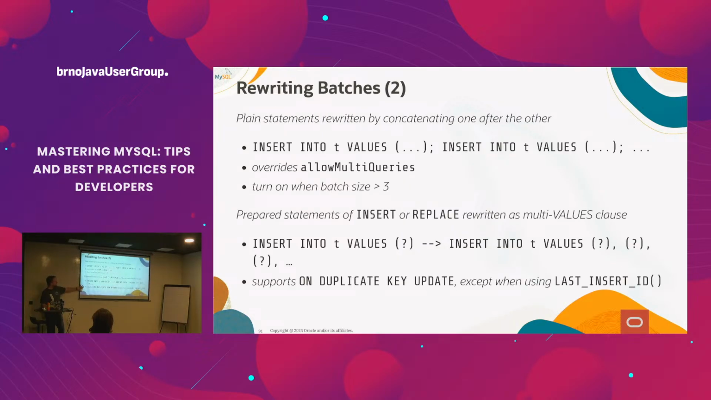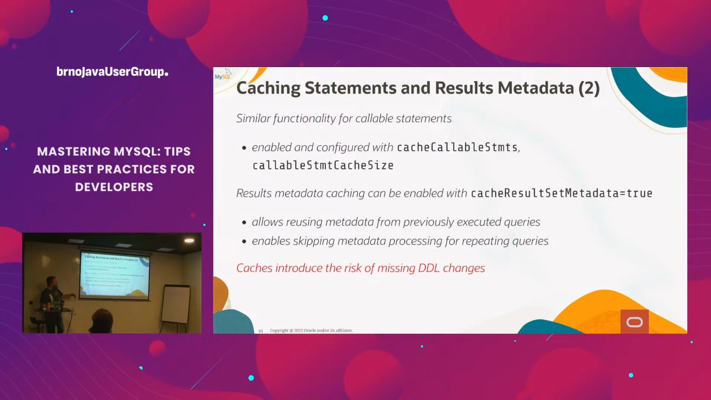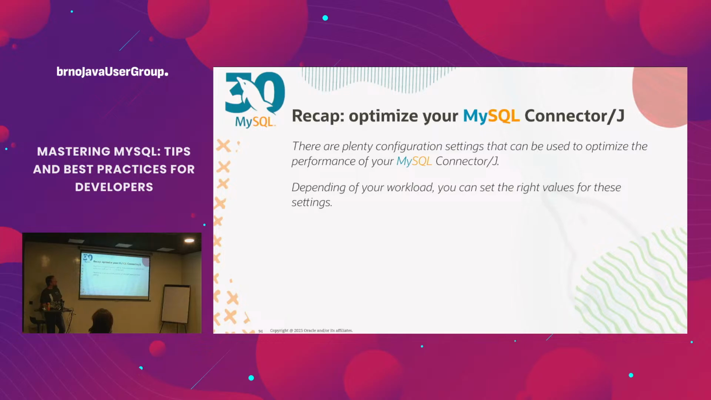I was also not aware of this, but when we were inserting, it was checking if there were duplicate keys, and you can disable that if you want. Once again, this is all for Java developers, and there is more and more, but we have run out of time. There are plenty of configuration settings that you can use to tweak JDBC, so take a look at the manual. There is plenty of information there too, but it also depends on your workload.